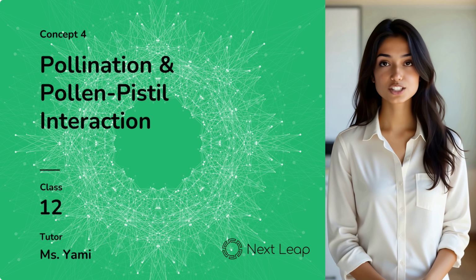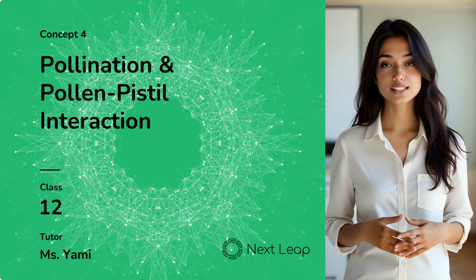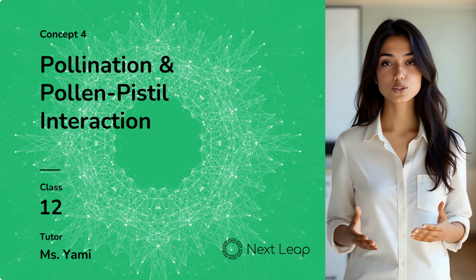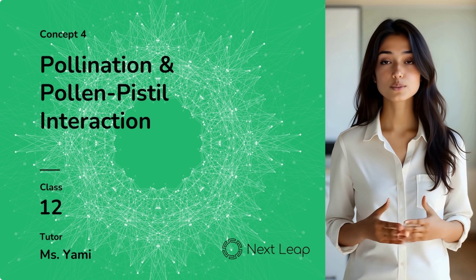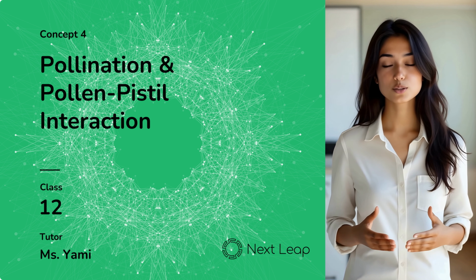That's where pollination steps in, a crucial event that bridges the gap between pollen grains and the stigma of a flower. But it's not just a random transfer, it's a highly adapted process, fine-tuned over millions of years of evolution. Pollination is nature's way of making sure that even without movement, life finds a way to begin.